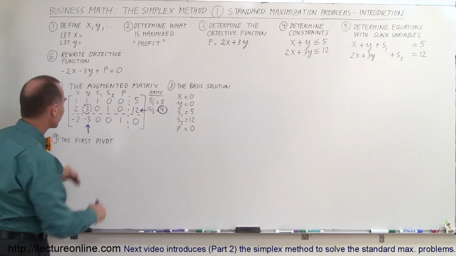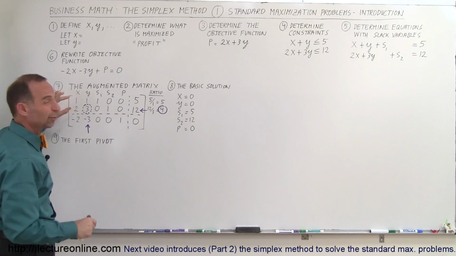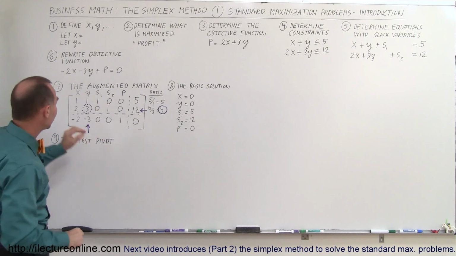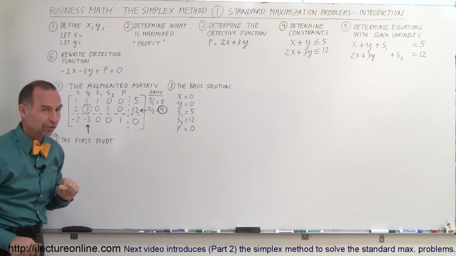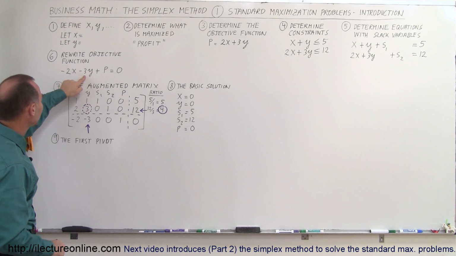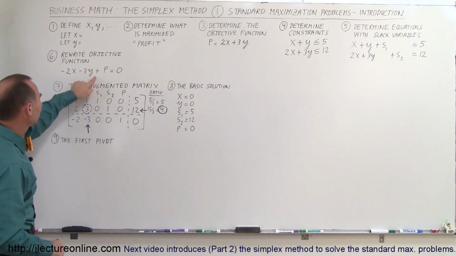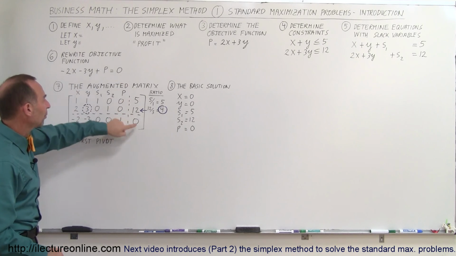And the last row here, and again, notice the delineation. There's a reason for that, because here are the equations that are derived from the inequalities, and on the bottom here is the equation derived from the objective function. And notice the coefficient of x is minus 2, coefficient of y is minus 3. There's no slack variables here, but we do have the variable p, so the coefficient there is 1, and on the right side we have 0.